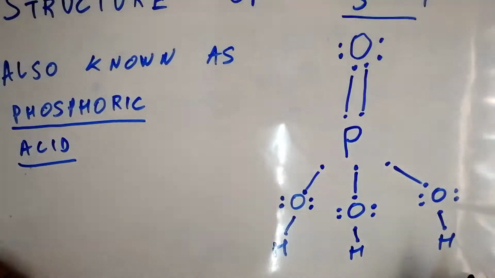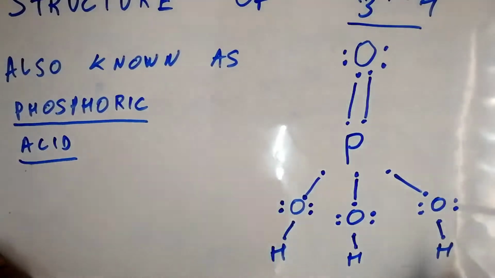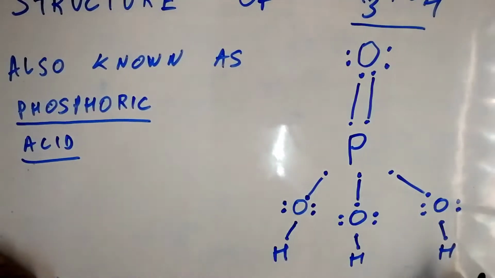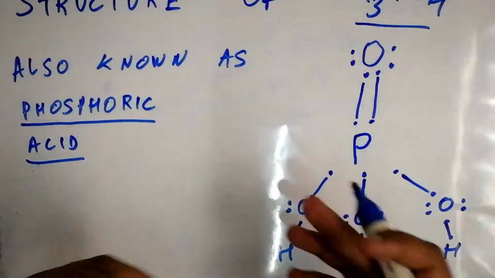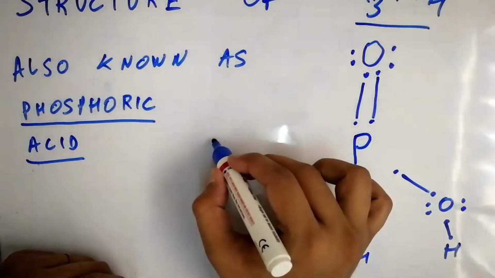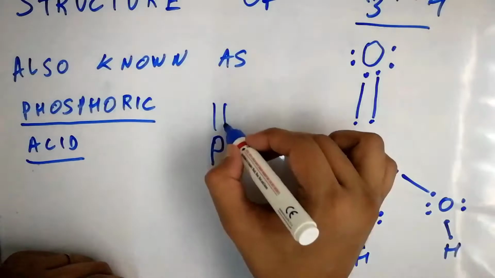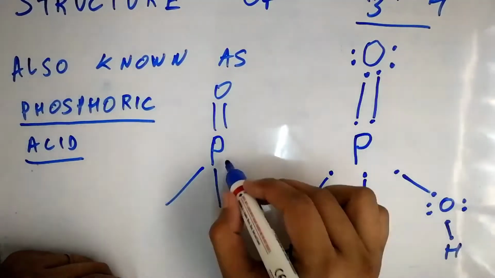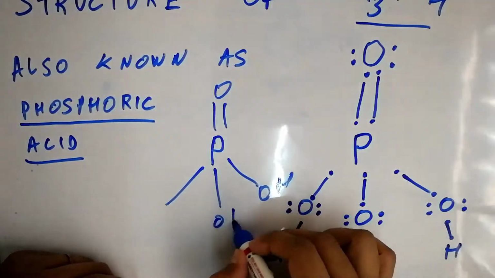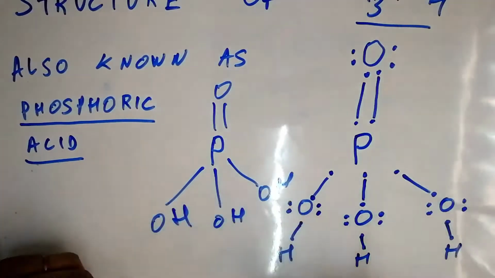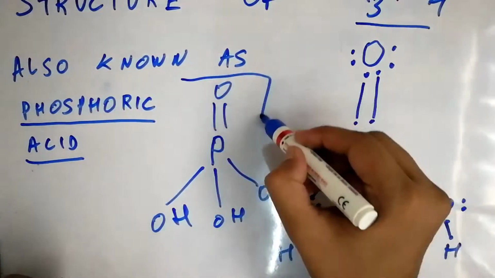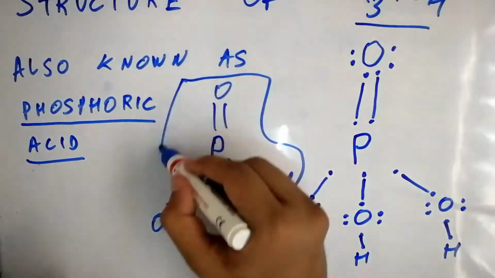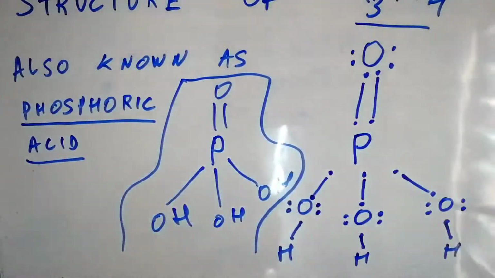Sorry, I think I missed it a little, but I've adjusted it now. So this was the structure of H3PO4, and simply we can write it like this: phosphorus, double bond oxygen, OH, OH and OH.